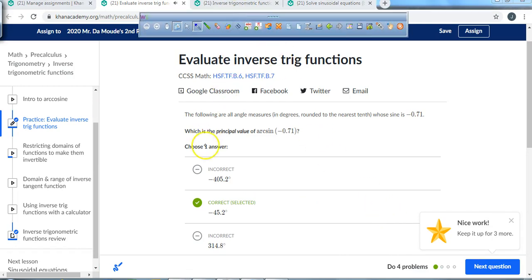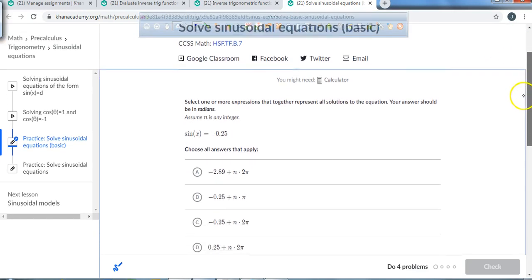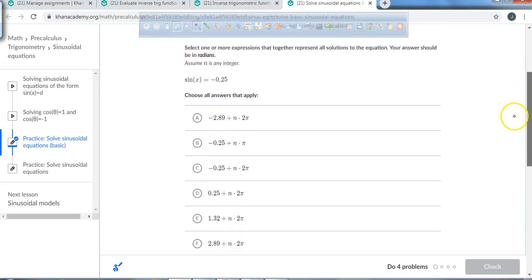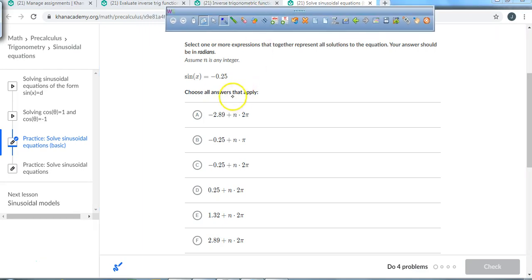Now, the next thing we're going to be talking about is, quote, solving sinusoidal functions basic. And this is going to be where you're going to need to draw out a unit circle. So what I'm going to do right here is I'm going to pause the video, I'm going to draw my unit circle, I'm going to get everything set up, okay? So we're going to be looking at all these possible answer choices, and we're going to select all the answers that apply to this question.